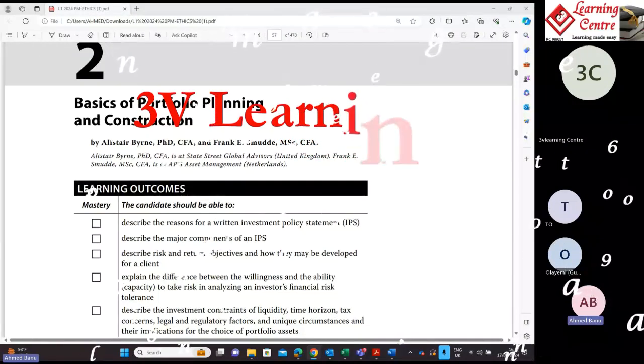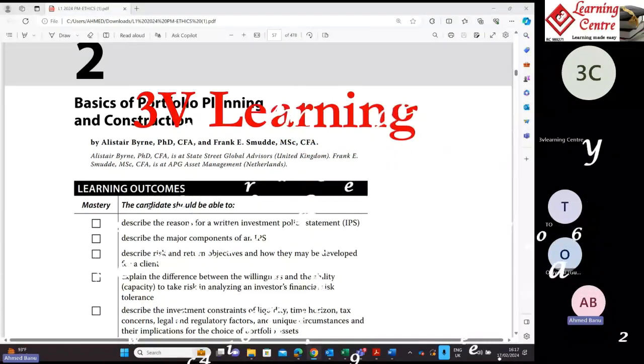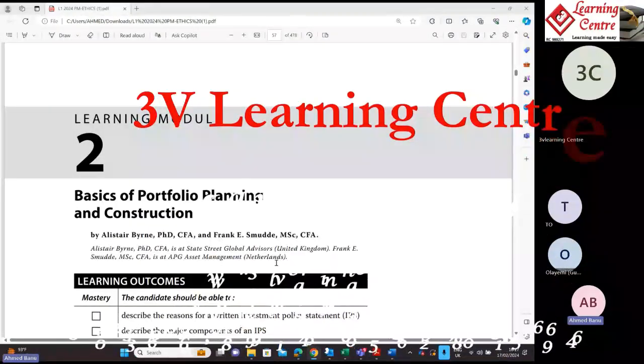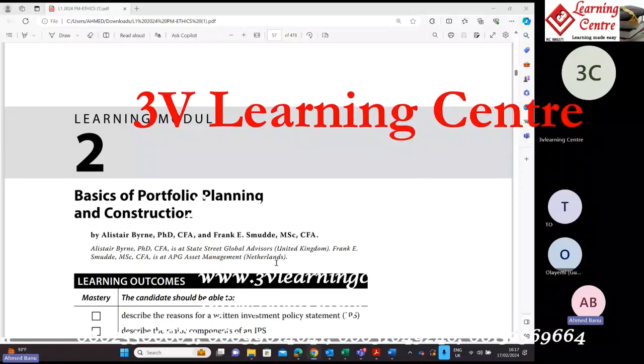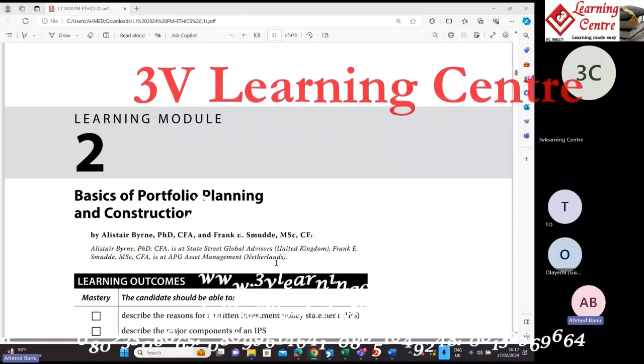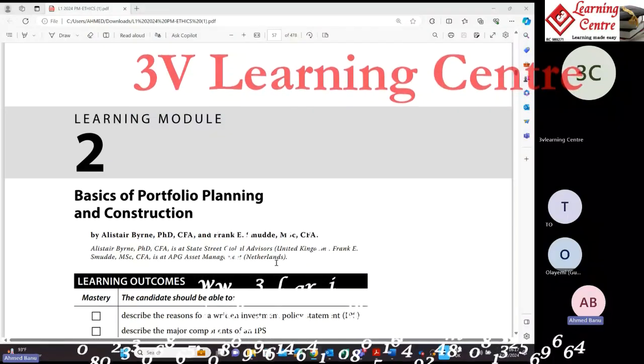Okay, so moving on to the next reading under portfolio management. We have done the overview of portfolio management. Now we're going to the basics of portfolio planning and construction. I remember when we talked about the 3 steps in the portfolio management process: portfolio planning, portfolio execution, and the feedback step.